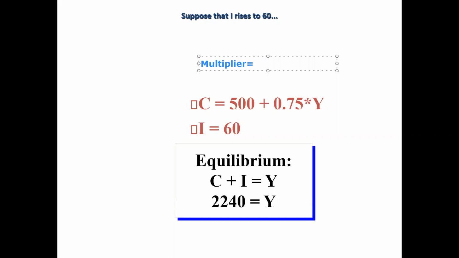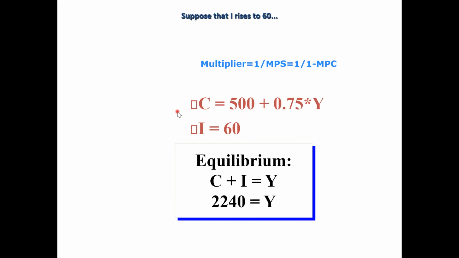The multiplier is equal to 1 divided by the marginal propensity to save, or 1 divided by 1 minus the marginal propensity to consume. So it's very important to know the concept of the multiplier. The multiplier here is the increase of income caused by the initial increase in planned investment.